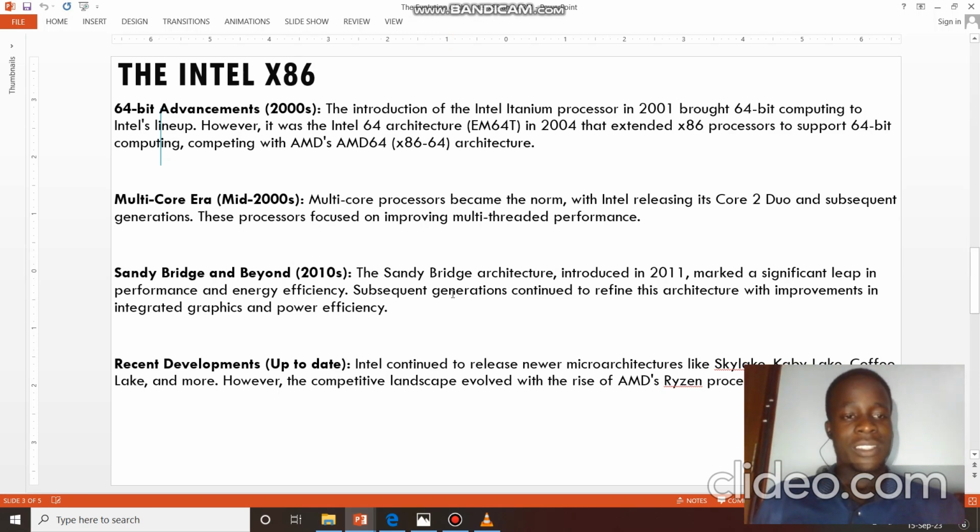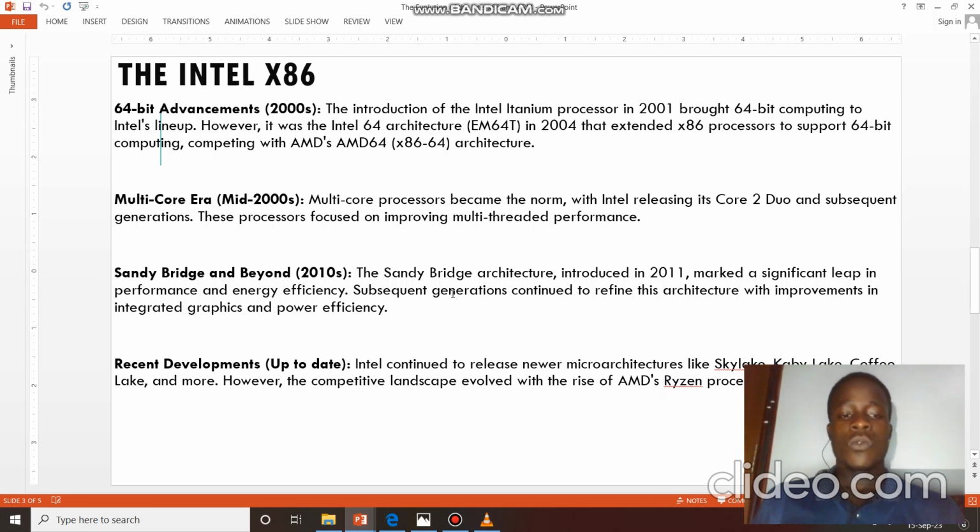The Intel x86 64-bit processors were introduced, and this introduced the Intel Itanium processor in 2001. However, it was the Intel 64 architecture and AMD64 in 2004 that extended the processors to support 64-bit computing. The AMD64 architecture.